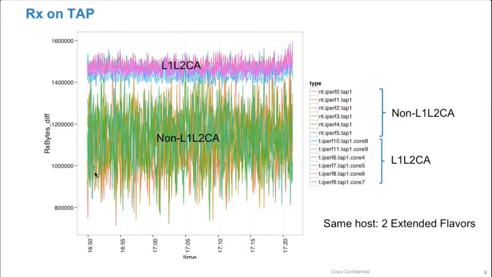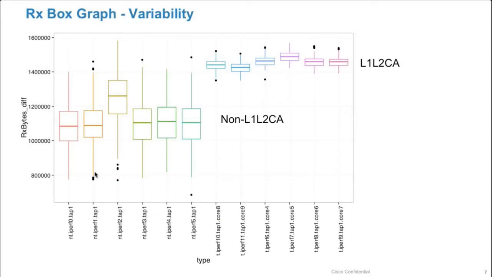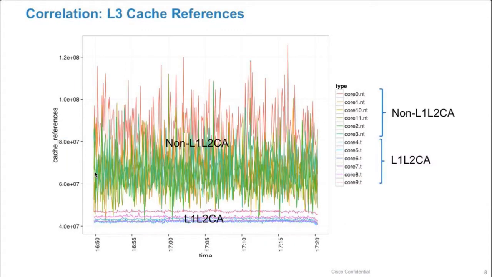Now let's look at the correlation to cache. This is another way of looking at the box. You see the variability this kind of graph shows, right? But now look at this. At the bottom you see the layer 3 cache reference, meaning that the cores that have been conditioned for layer 1, layer 2 are making those references, right?